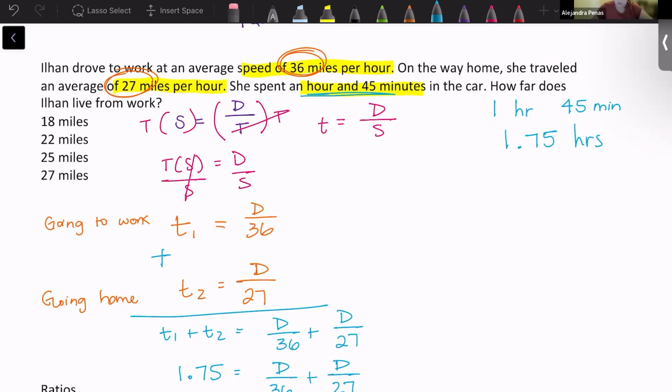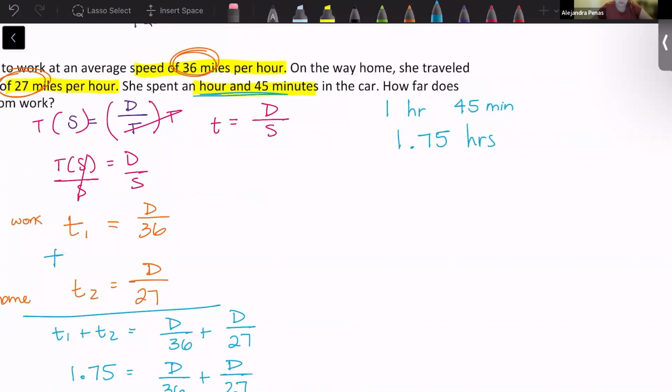This part, the 45 minutes, is 1.75. Yeah. So 45 minutes is 3/4 of an hour. You should be able to know that off the top of your head. But anyways, 45 minutes, if you convert that to hours, you would just divide it by 60 and that's going to give you 0.75.